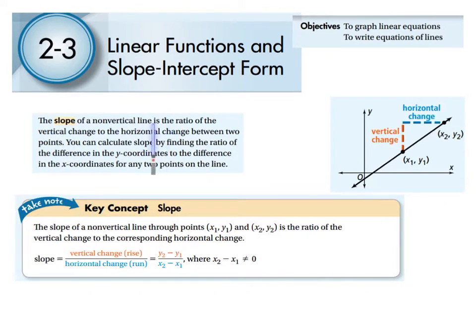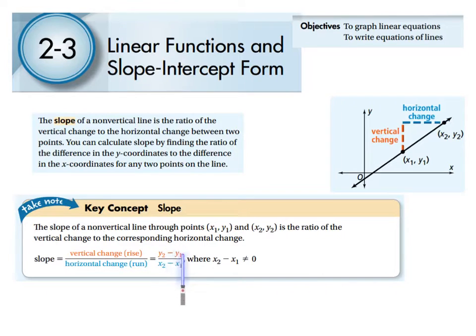So slope for a non-vertical line is the ratio of the vertical change to the horizontal change between 2 points. You can calculate slope by finding the ratio of the difference in the y-coordinates to the difference in the x-coordinates for any 2 points on the line. So here are a few different ways of looking at slope. Slope is the vertical change or rise over the horizontal change or run.